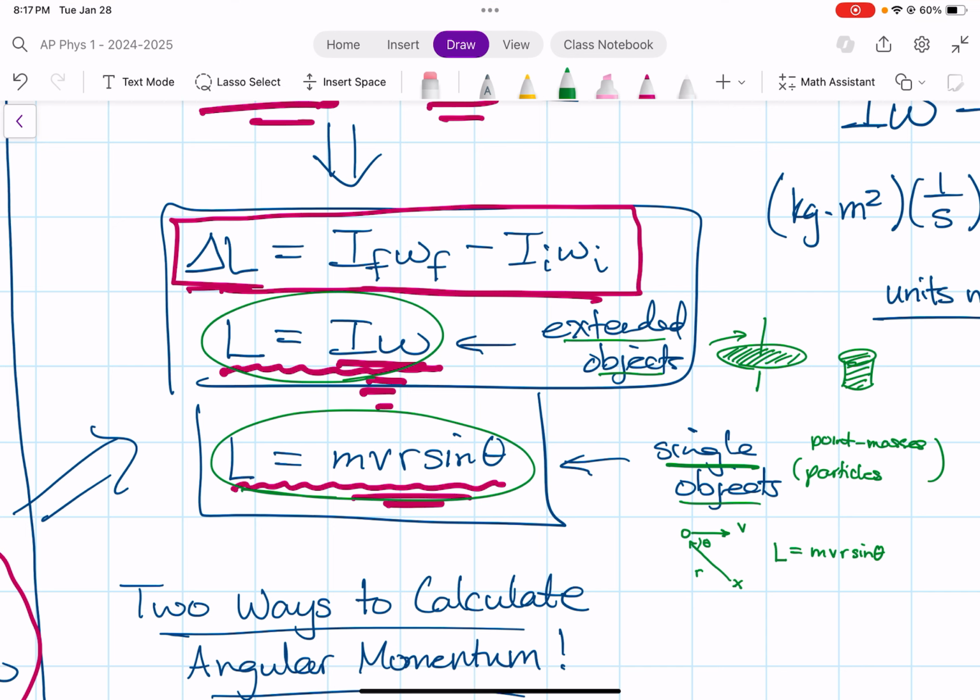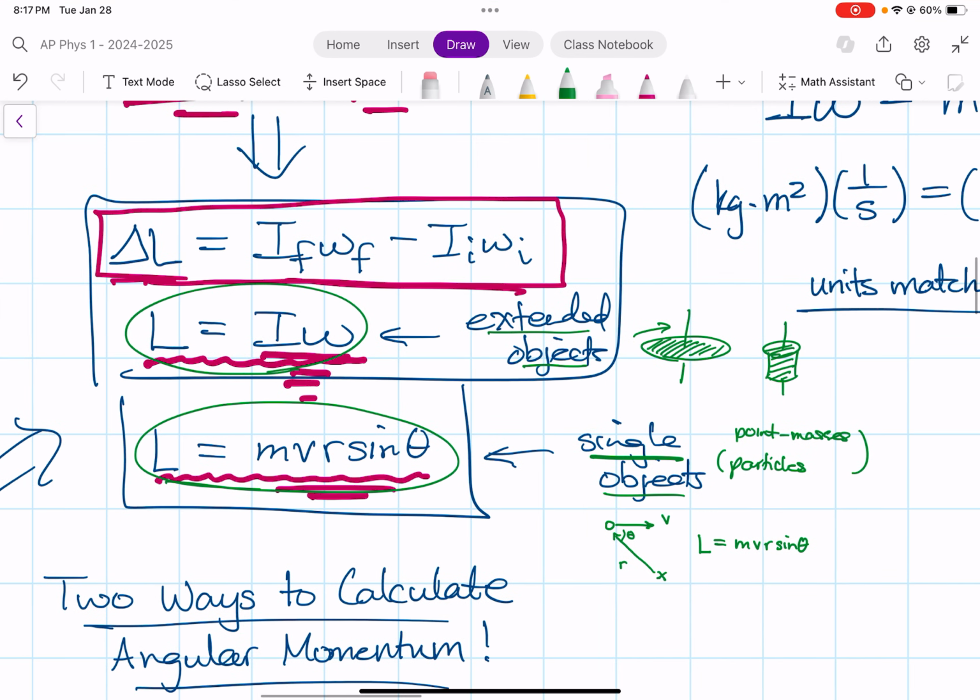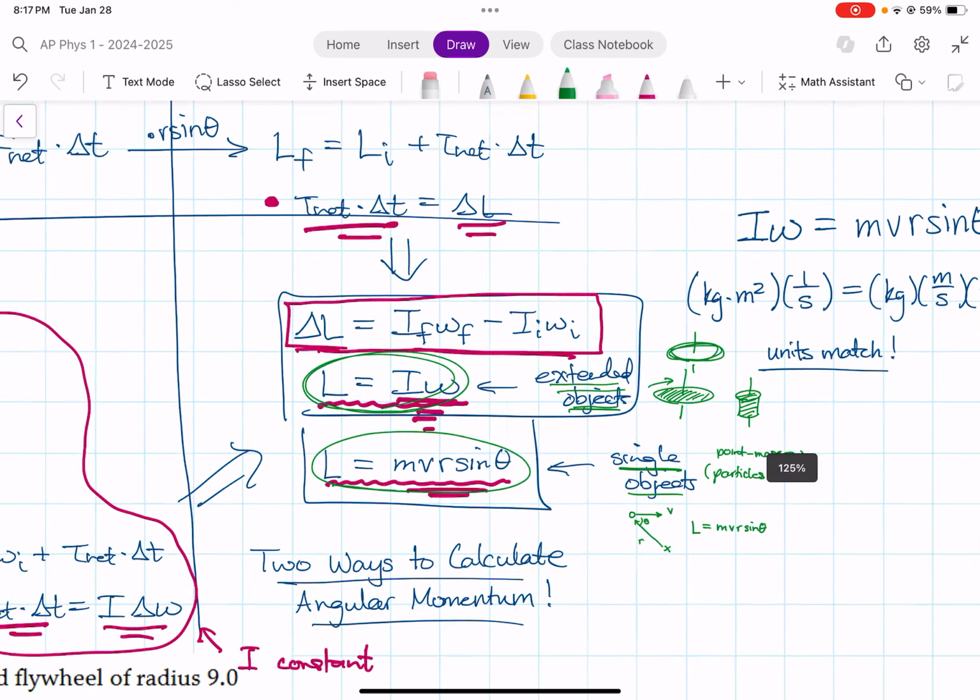Anything that's solid, three-dimensional, so cylinders, or spinning hoops, those are what we call extended objects, and so we typically want to use this. But I'm going to show you in a second, they're both perfectly valid. You can actually use either equation on any example, basically.